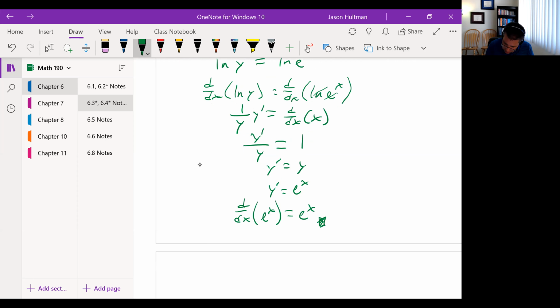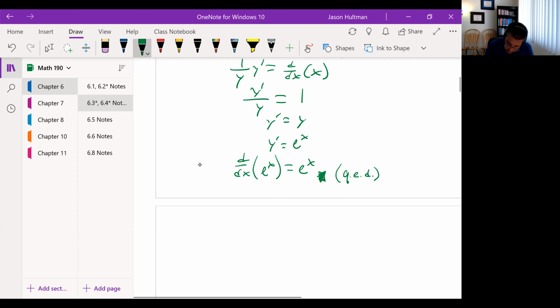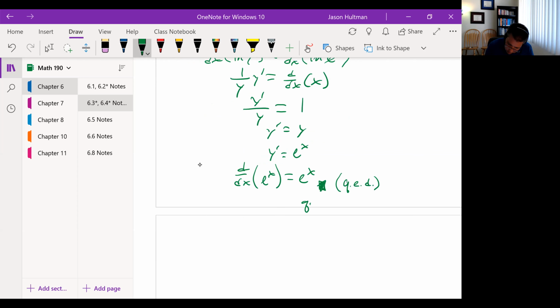That little box means QED, and QED actually stands for quod erat demonstrandum. It's Latin, and it means that it has been demonstrated: what was to be shown has been shown. That just means we've proven what we wanted to prove.